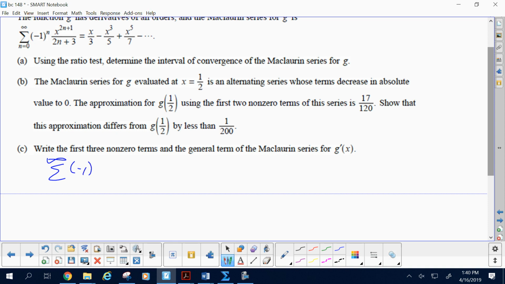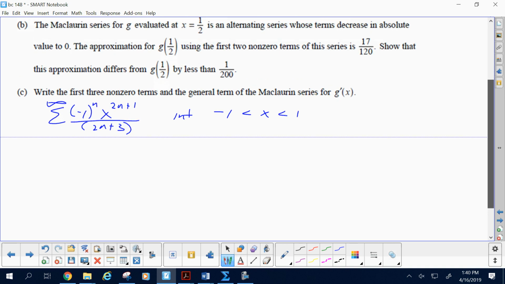I'm going to write it here in case I scroll. 2n plus 1 over 2n plus 3. Our interval is negative 1 to 1, and now we're checking the endpoints. Just make sure that your reader can follow what you're doing. Hey, reader guy, I'm saying when x is negative 1, this is what happens. Negative 1 to the n stays. Negative 1 to the 2n plus 1 over 2n plus 3.